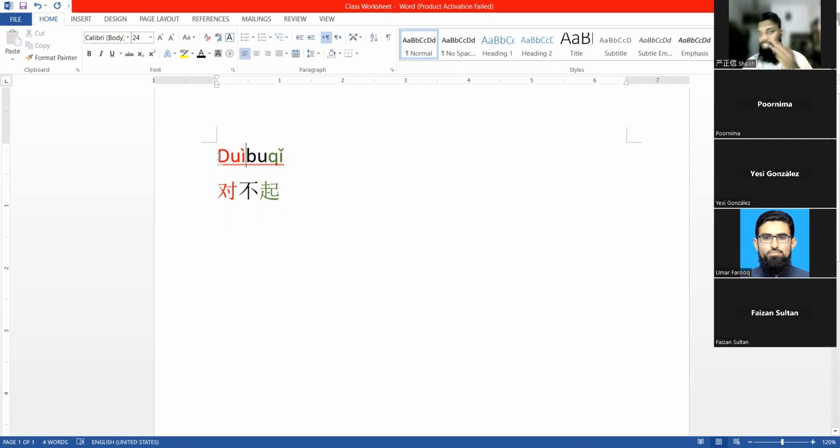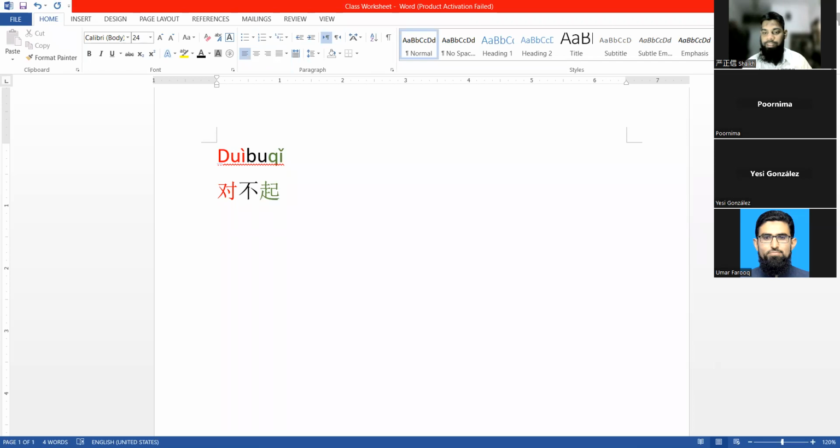So there are three syllables in this word. Previously you have learned words with two syllables. This is nimen, but here in this word you can see three syllables. The first syllable is dui. Dui is the first syllable, then you have bu. This is bu, and then you have the third syllable, that is qi. Qi.